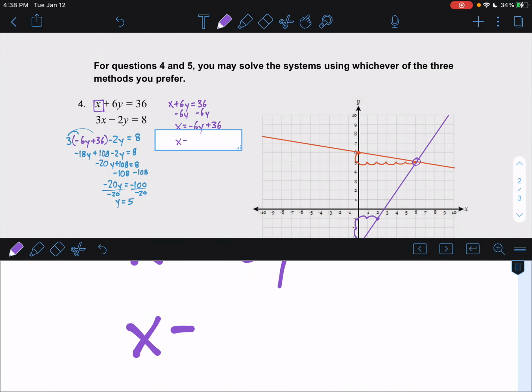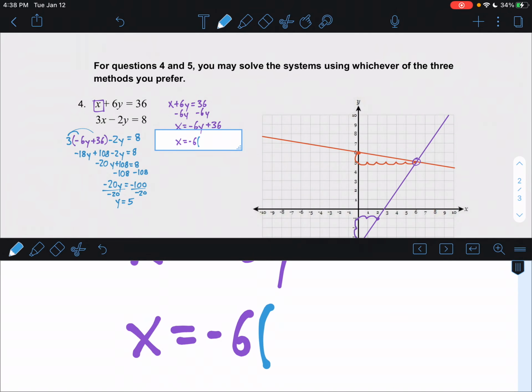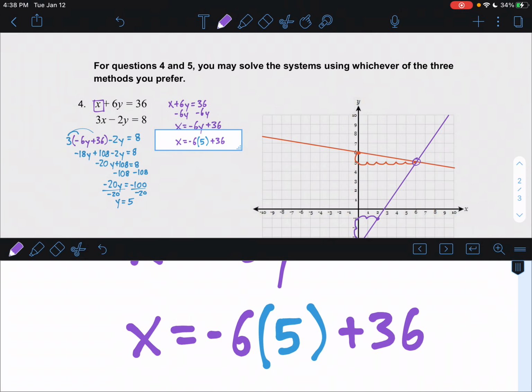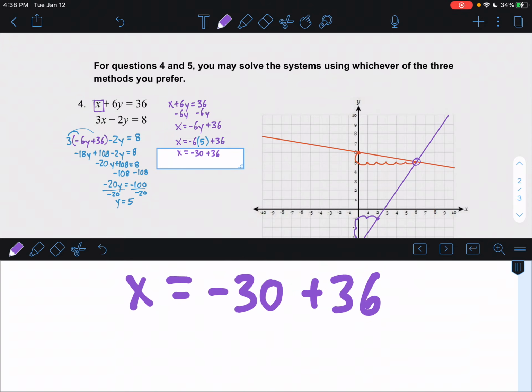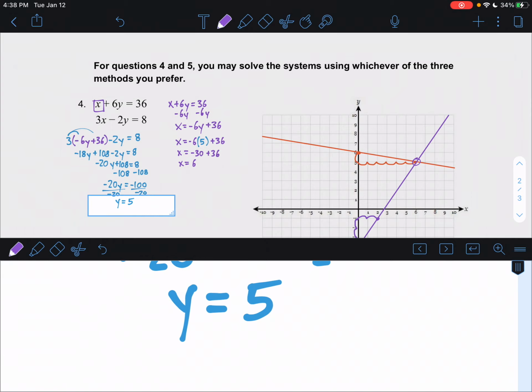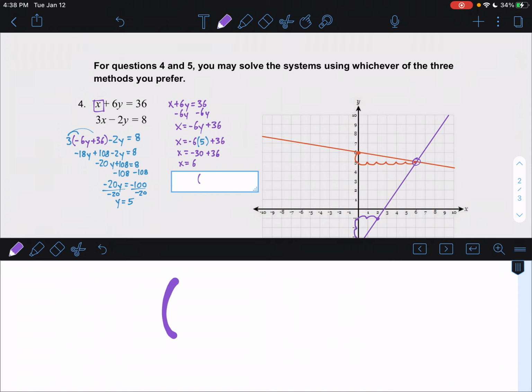So x is going to equal negative 6 times that 5 that I solved plus 36. So negative 6 times 5 is negative 30 plus 36. And negative 30 plus 36 is 6. So x equals 6, y equals 5. The exact same solution that I got when I solved by graphing, which was 6, 5.